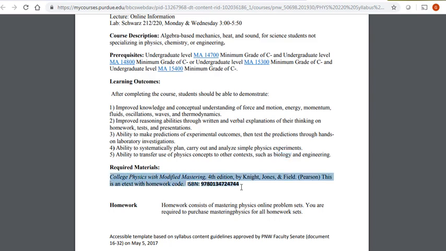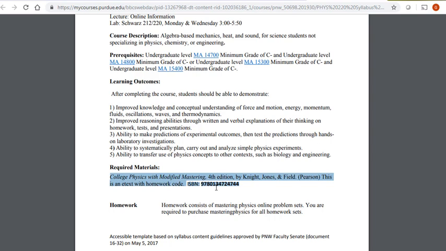Now the required course materials are this here: College Physics with Modified Mastering, 4th edition. It's the e-text, so you don't have to buy a hardcover book. You have to buy the e-text though with the homework code. Here's the code number, and I'll show you the least expensive place to buy it. Now this is good for Physics 220 and also for Physics 221. It's a little over $100, but it's good for both classes. So if you do have to take Physics 221 at some point in the next 12 months, the code is actually good for that as well.